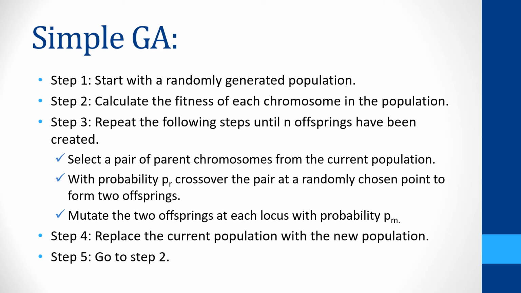In that, first step is select a pair of parent chromosomes. Then second step is crossover the pair at a randomly chosen point to form two offsprings. Third step is mutate the two offsprings at each locus. Then fourth step is replace the current population with the new population, and step 5 is stop or go to step 2.